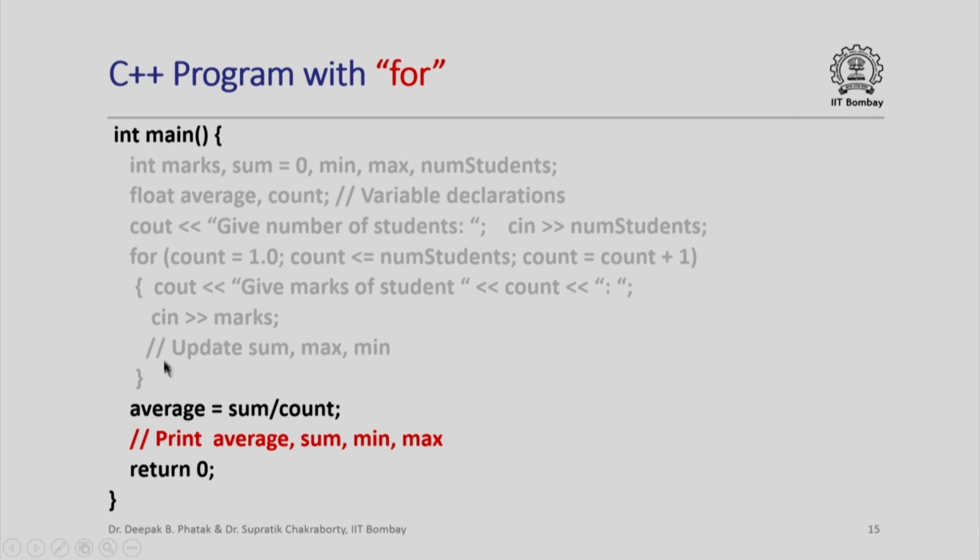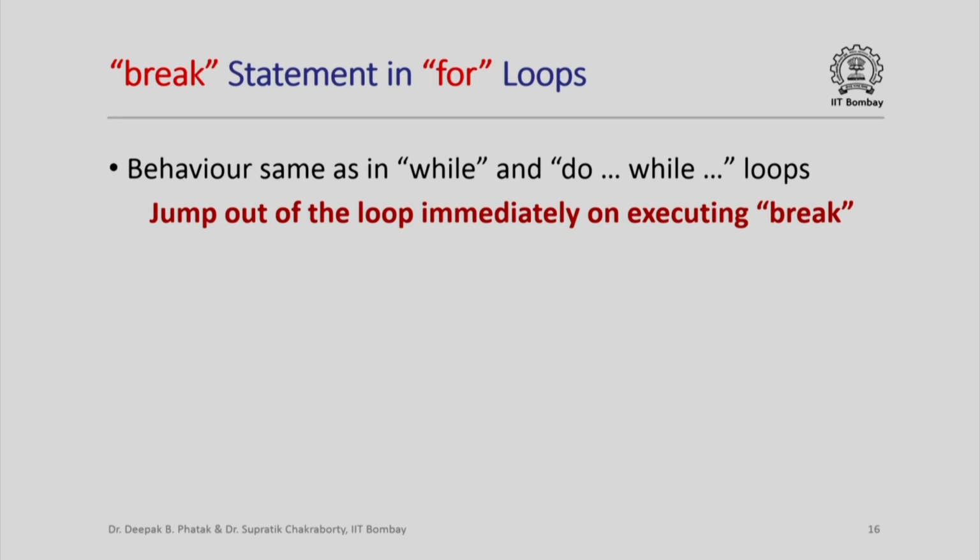After that, after we come out of the for loop, we can of course compute the average and print the average, sum, min and max, and then return control back to the operating system.